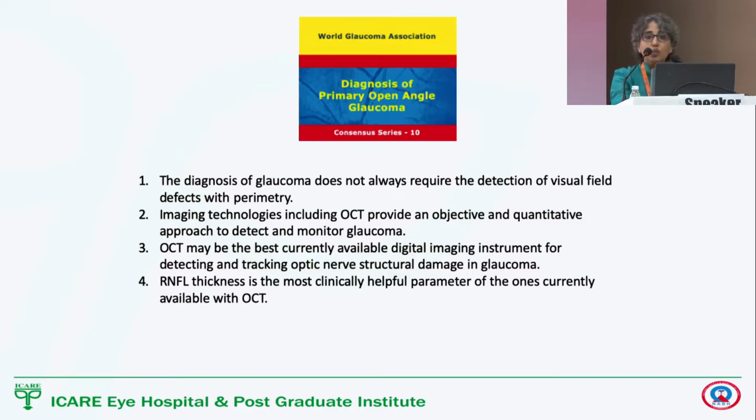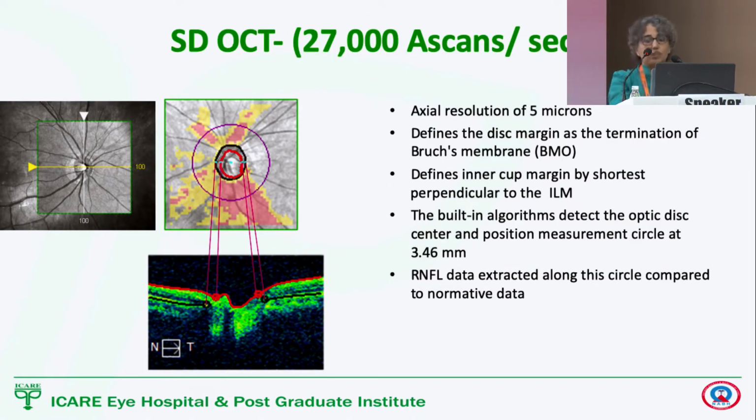And they also said in the consensus that RNFL thickness is the most clinically helpful parameter of the ones currently available with the OCT. So GCC and all, I'll touch upon that as well. But the RNFL thickness evaluation probably is the most important one that you would like to use in your clinics.